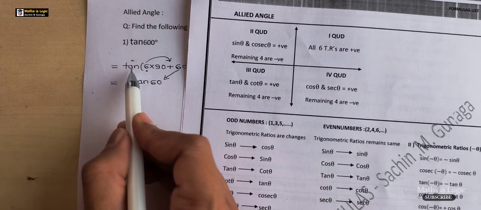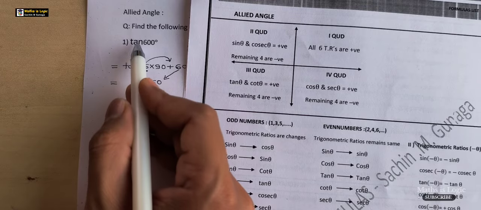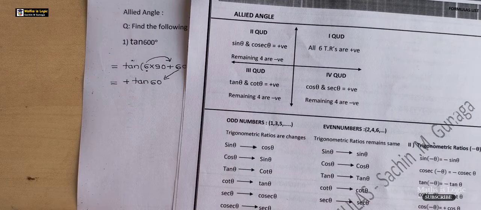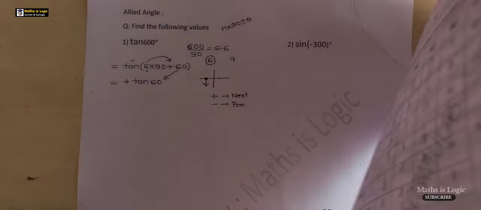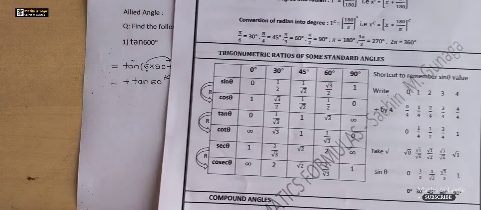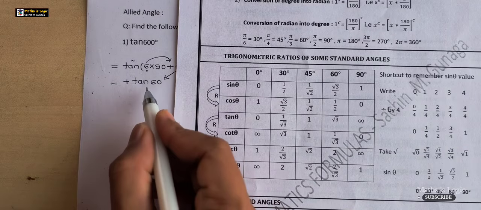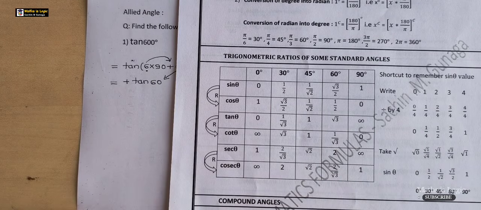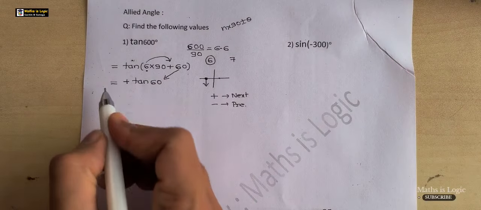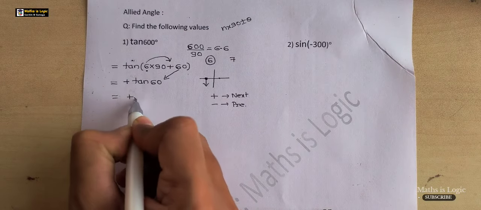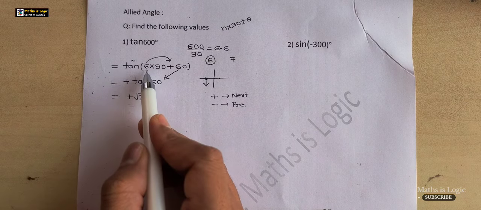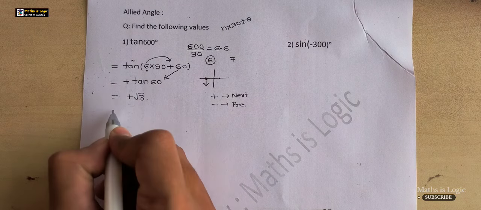So which trigonometric ratio is given? Tan is given, therefore this tan is positive in the third quadrant. So write plus sign. Next, see the trigonometric ratios of standard angles table. Tan of how many degrees? 60 degrees. Tan 60 degrees value is how much? Root 3. Therefore the final answer is plus root 3. So this is by using an even number.